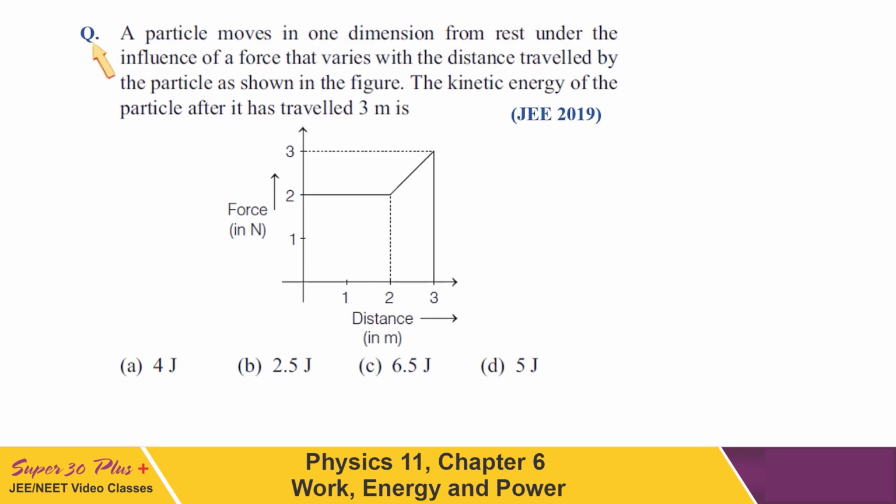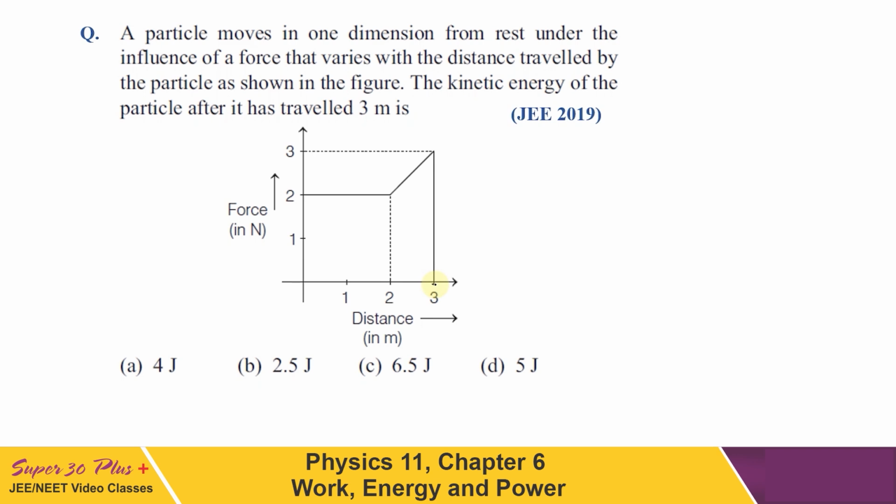Now next question I have. A particle moves in one dimension from rest under the influence of a force that varies with distance travelled by the particle as shown in the figure. Here I have a graph between force and distance. The kinetic energy of the particle after it has travelled 3 meters is. So at this point we have to calculate the kinetic energy of the particle.